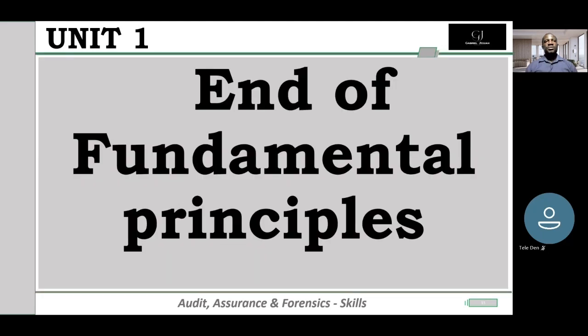All right, so that brings us to the end of the fundamental principles that we just started in the first unit. So the fundamental principles are very important for the accountant, and they help us to behave.